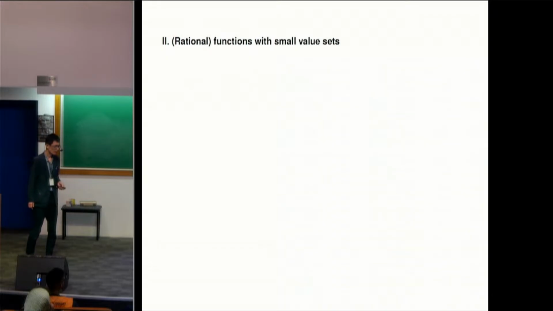I explain rational functions with small value sets over a finite field. Let f be a non-constant polynomial over F_q.